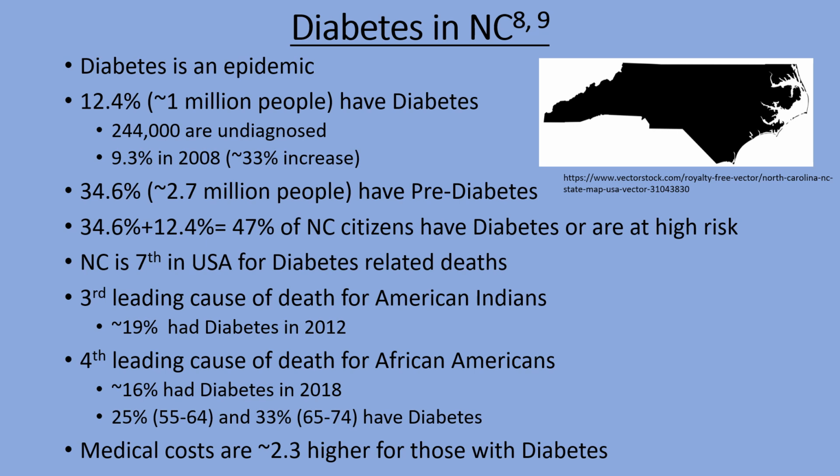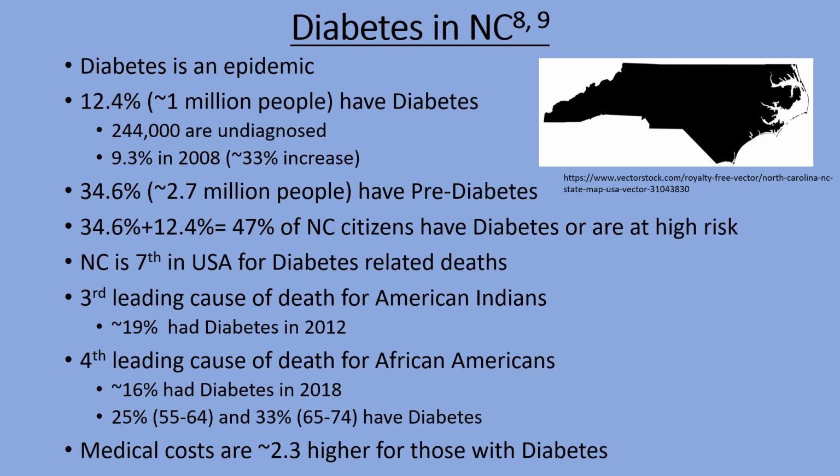Given UNC School of Medicine's mission to train providers to meet our state's needs and serve the citizens of our state, it is important to understand how diabetes impacts those in North Carolina. In short, diabetes is an epidemic in North Carolina. Around 12.4% or 1 million people have diabetes. This is a 33% increase from 2008, when the percentage of North Carolinians who had diabetes was 9.3. There are also 244,000 undiagnosed cases of diabetes in North Carolina.